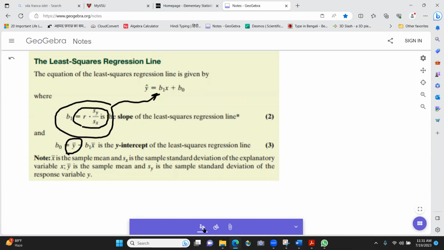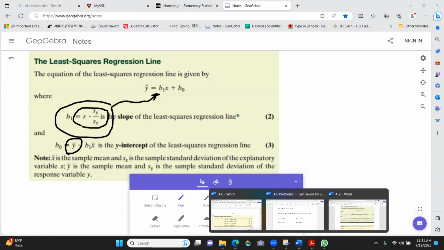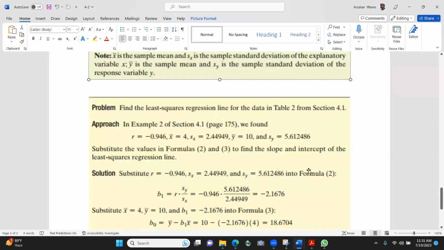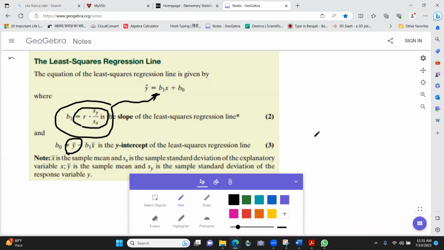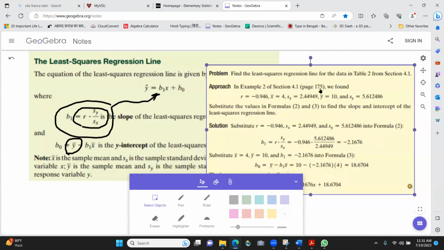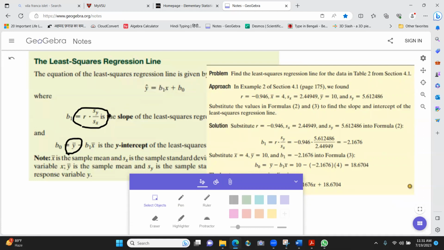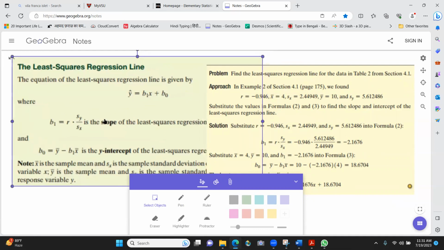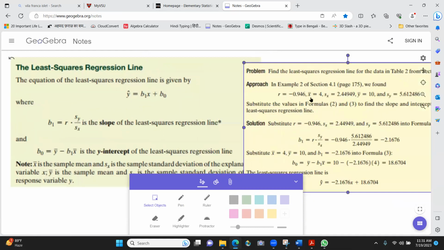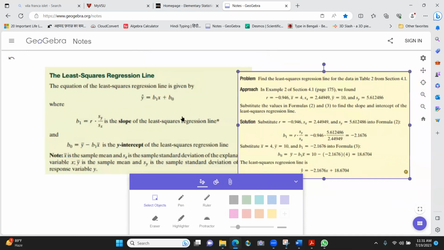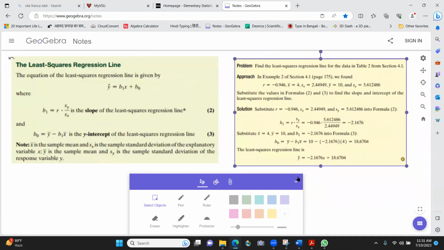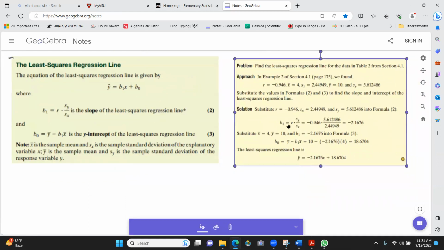So let's look at an example. Your book has a very nice example. I'll just use that example from your book, and I'm going to check if the math is right. They have data from table 2. You can look it up in 4.1. In 4.1, you will see that they have R was 0.946, X bar was 4, SX was 2.449, and SY was 5.61. Now, to find B1, you're going to take R.